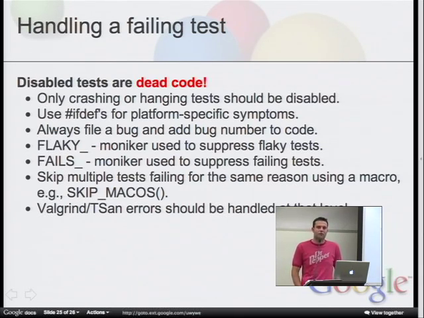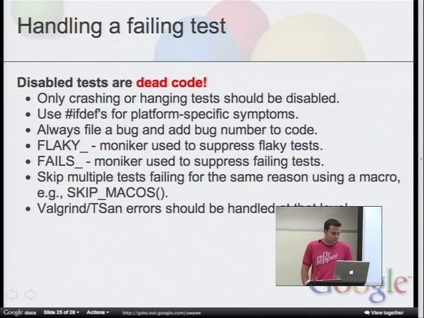There's a way to disable or to change the monikers for several tests at one time. So say you have several test cases that are only failing or crashing on Mac OS. You can use the skip Mac OS macro, which will take a test name and say DISABLED underscore test, and you use those 2 pound marks to actually put the name of the test in there. And then for every test that's failing for that platform, you say skip Mac OS and then the name of the test.